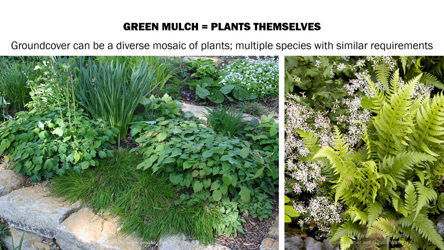So Rainier and West would suggest that instead of using different kinds of mulch, we can use plants themselves, that they can be the green mulch that covers our soil. So ground cover can be a diverse mosaic of plants. We can have multiple species with similar requirements. They'll all take a bit of shade because we have other plants growing up over the top of them. But if we plant them densely, the need for us to continuously remulch these landscapes is greatly reduced. That actually increases the sustainability of these sites because we're having to do less, we're adding less in order to maintain them.